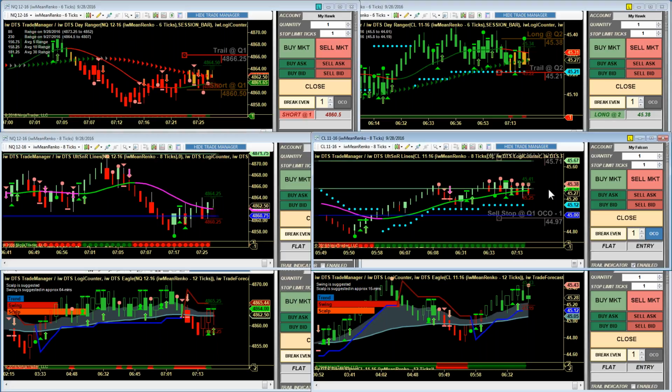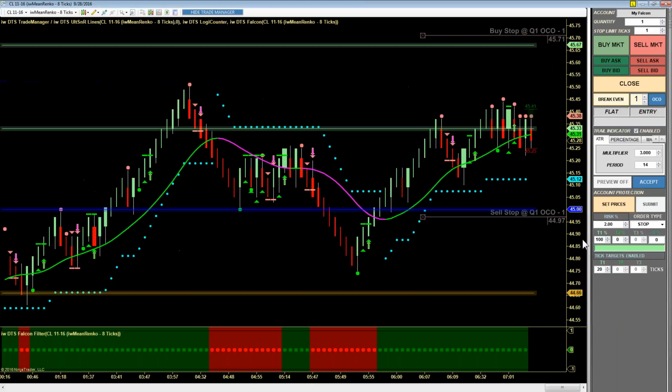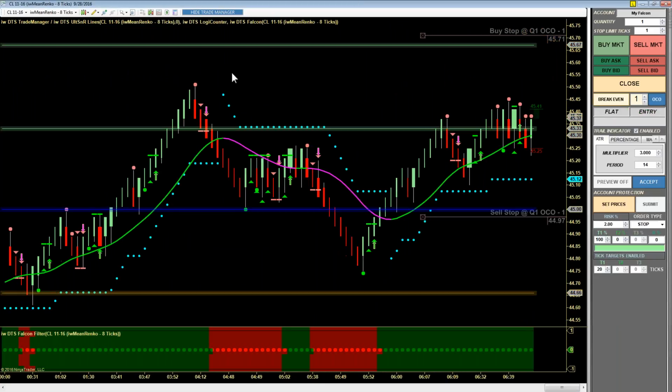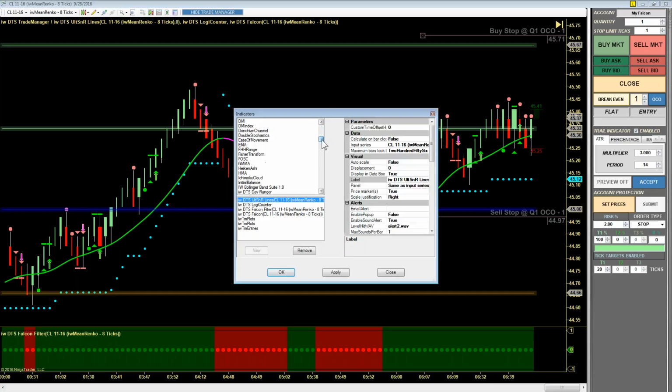Okay, a couple minutes here into crude inventory. I'm going to leave the NQ. Oh, here, let's throw a Geiger counter on here. Here's an indicator that I haven't pointed out to you this morning. The Geiger counter is a great little tool. There it is.